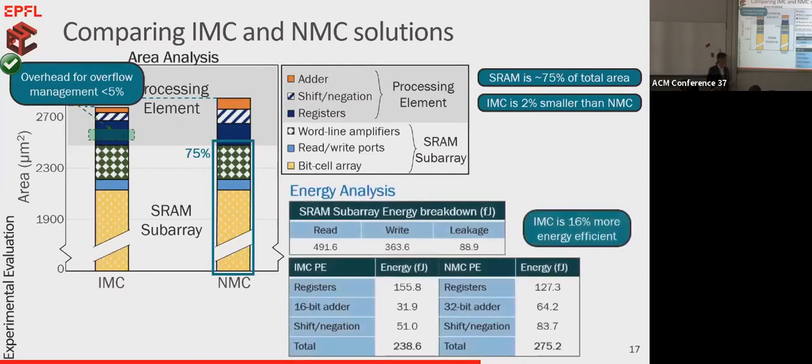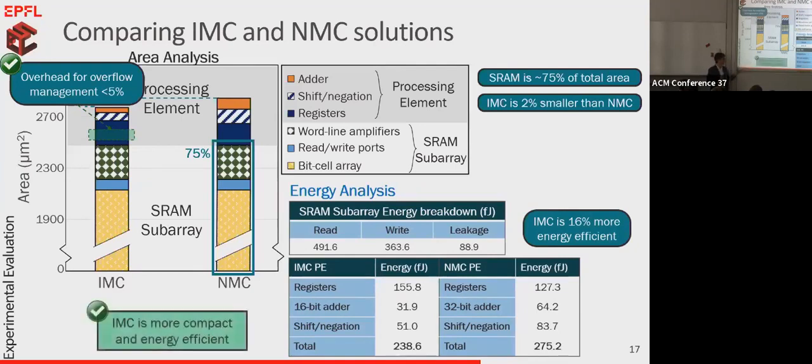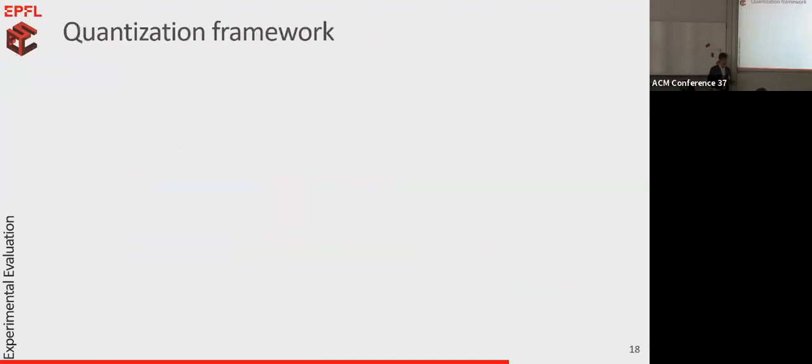This is the energy analysis. You see the energy consumption of the memory as well as the energy consumption of the 2 different processing elements. And we measure 60% less energy for IMC. So again, IMC is more complex to design, but it allows you to achieve a more compact and a more energy efficient solution. Let me now present the evaluation of the quantization.